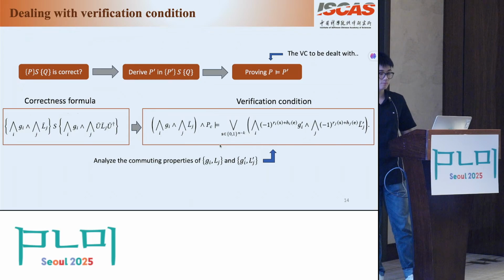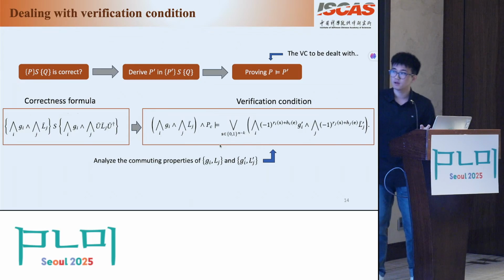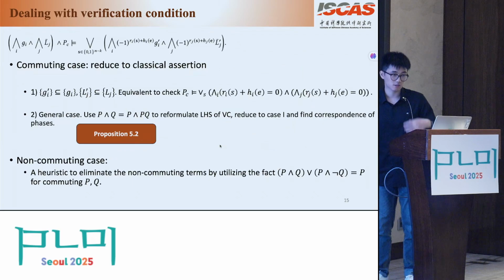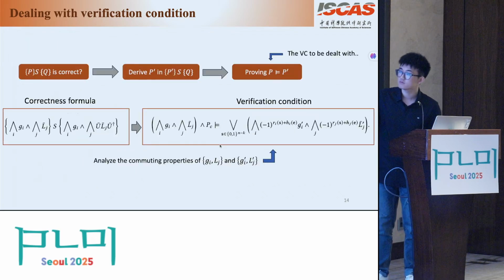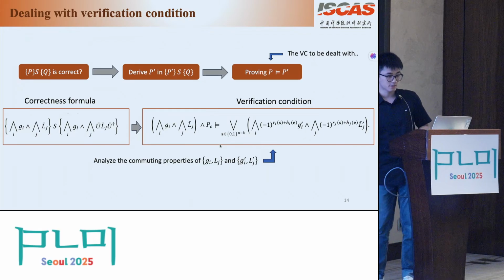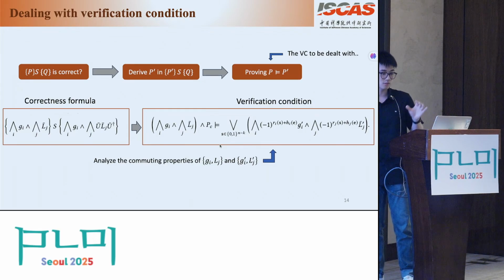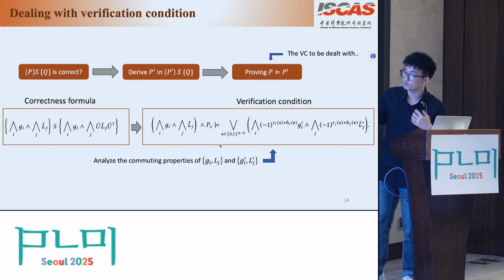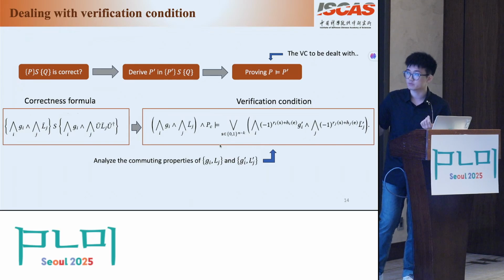But for QEC programs, we can push things a little bit forward by noticing that the verification conditions have a common form shaped like this. So let's give a little insight into this verification condition. On the left-hand side, P_C is a classical assertion modeling the properties of errors. And errors may change both the form of the Pauli expressions and their phases, therefore yielding the altered stabilizer generators g_i' and the logical operators l_j'.